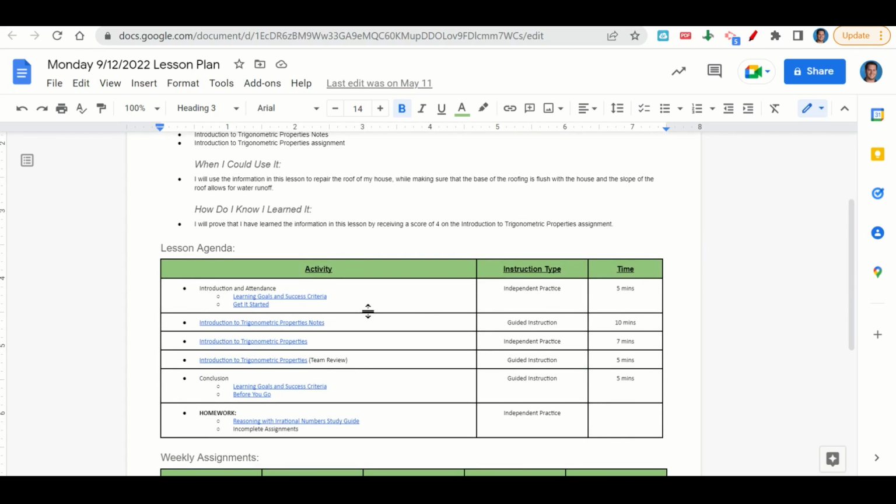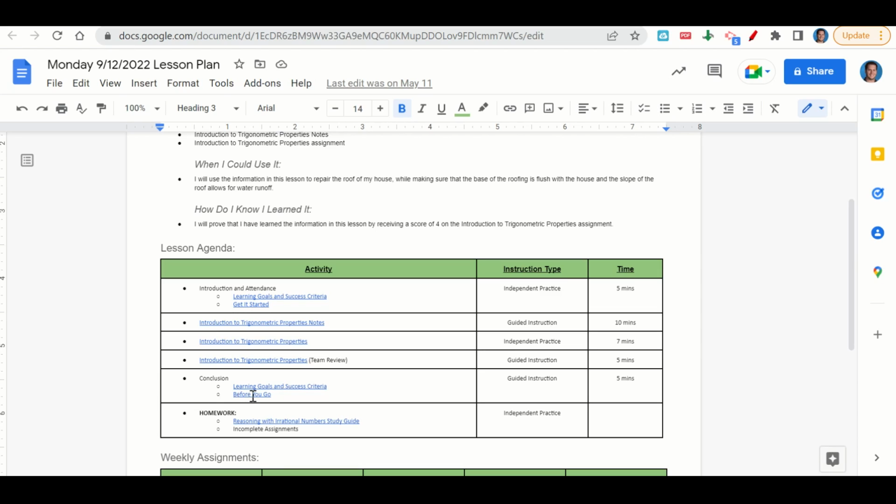Now let's take a look at our agenda for today. We will begin by going over our learning goals and success criteria. While we do that, you'll fill out your Get It Started. After that, we'll go over the Introduction to Trigonometric Properties notes, and then I'll give you time to complete the Introduction to Trigonometric Properties assignment. Once you've completed the assignment, we'll go over it together and answer any questions that you may have.